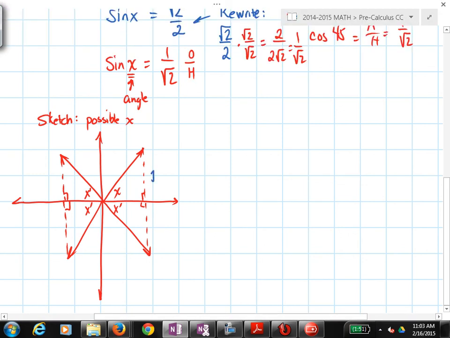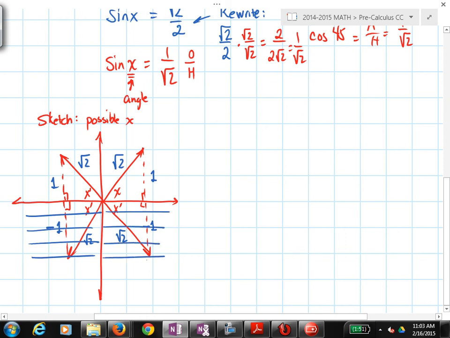So opposite 1, hypotenuse square root of 2, on every right triangle that I see. I go back and, based on the location, this one has to be negative and this has to be negative because of its downward location, which means that I eliminate these, because on these, sine of theta or x is equal to negative 1 over square root of 2, not positive like the problem states.